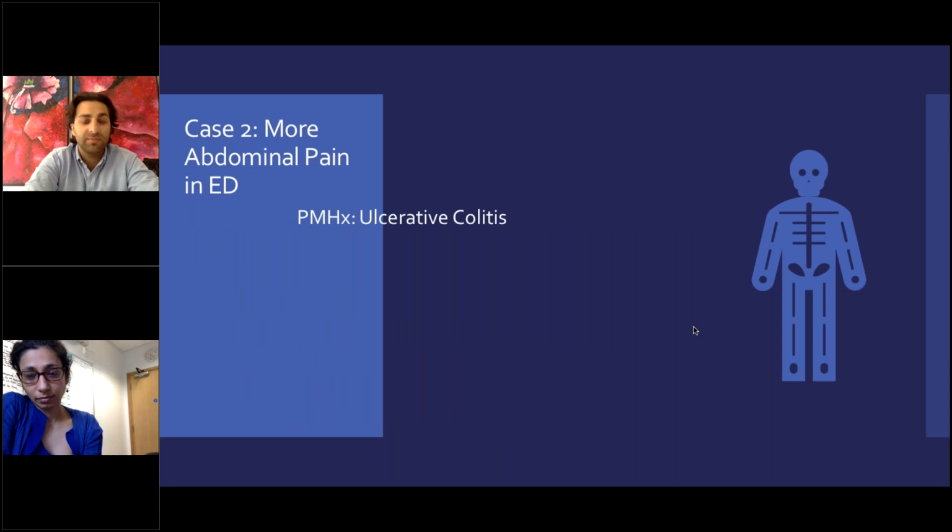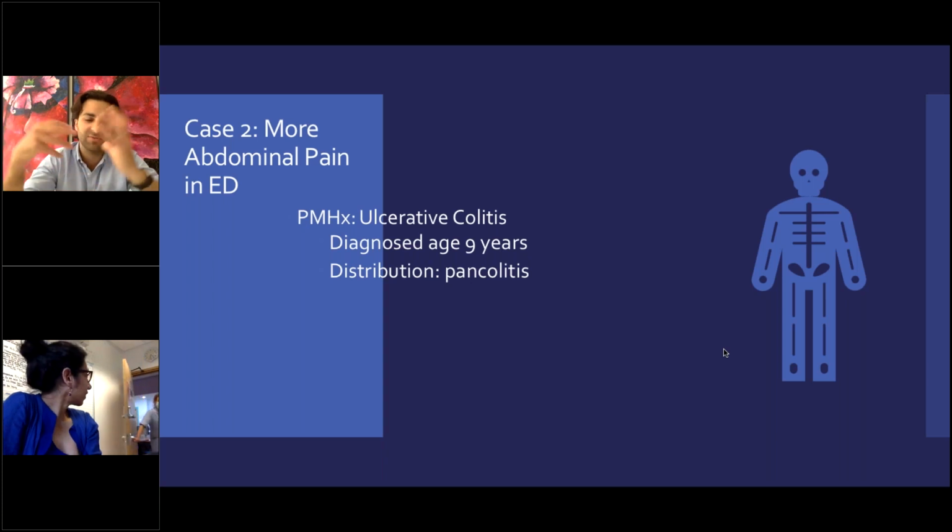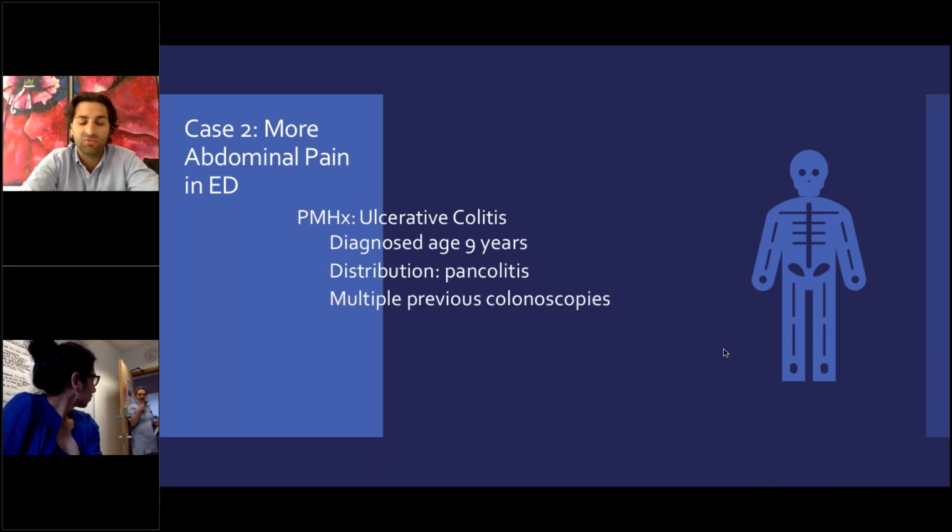So, going to his past medical history, he has known ulcerative colitis. And the questions you want to ask a patient with known ulcerative colitis are, you want to ask about the distribution of their disease. You want to ask about how often and how many colonoscopies they've had, how many times they've needed steroids in the last year, if they've had any previous operations, and what their regular medications are. So he was diagnosed when he was age 9 years old. His distribution is pancolitis, so his entire colon is affected, and distribution can range from right-sided, left-sided, rectal sparing, or pancolitis, or more. He's had multiple previous colonoscopies. He can't remember how many he's had.